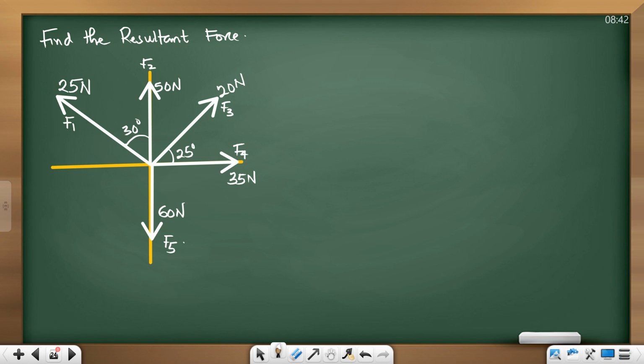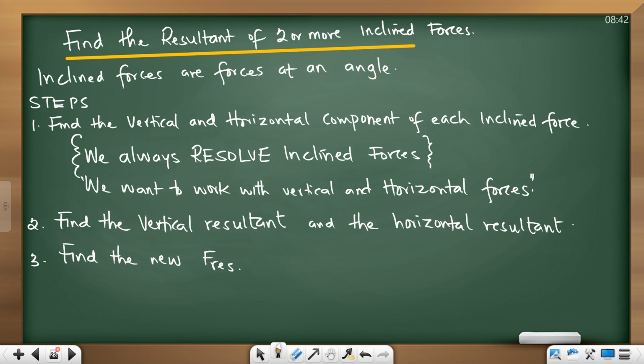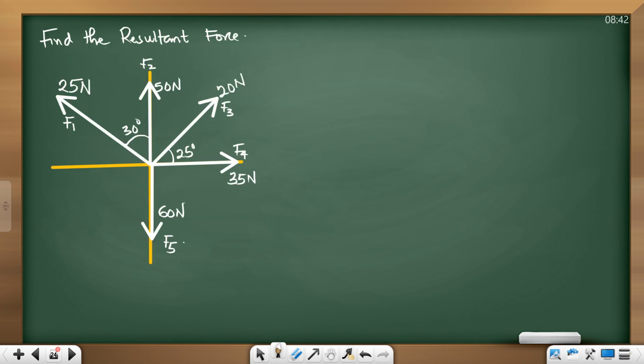Let's quickly go back to what I wrote here. We have 5 forces. We are given 5 forces here. Everybody, please listen carefully. F1, 2, 3, 4, 5. And we are looking for the resultant of all of these 5 forces, because a resultant force is a single vector that has the same effect of 2 or more. So we have 5, but we want one vector. Is that fine with everybody?